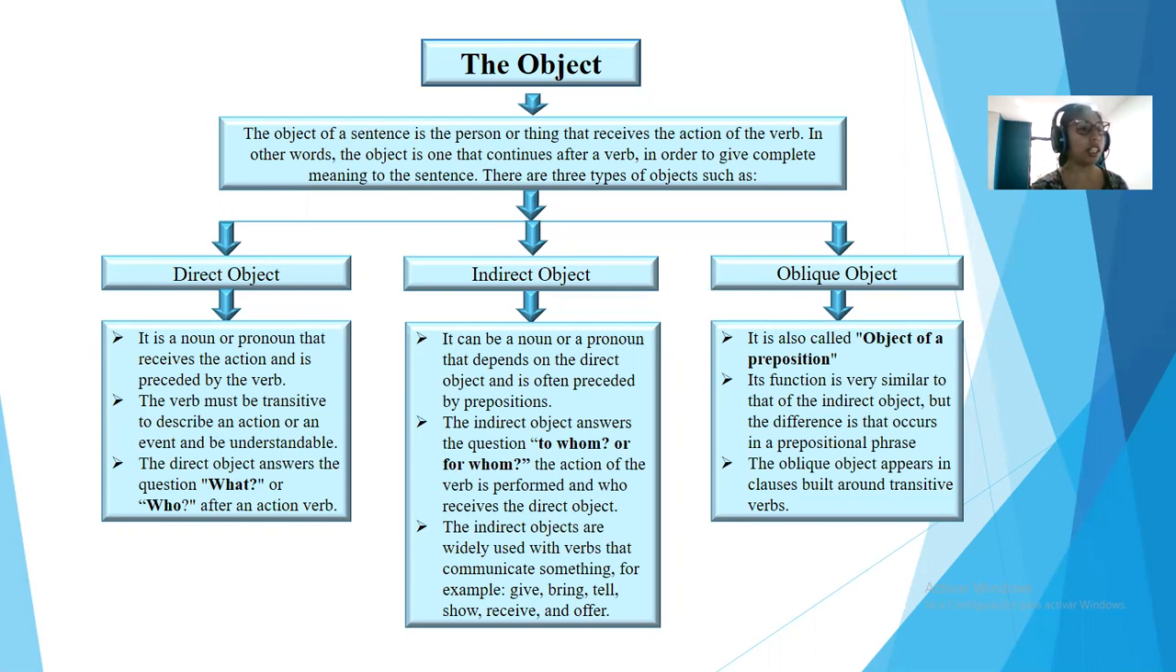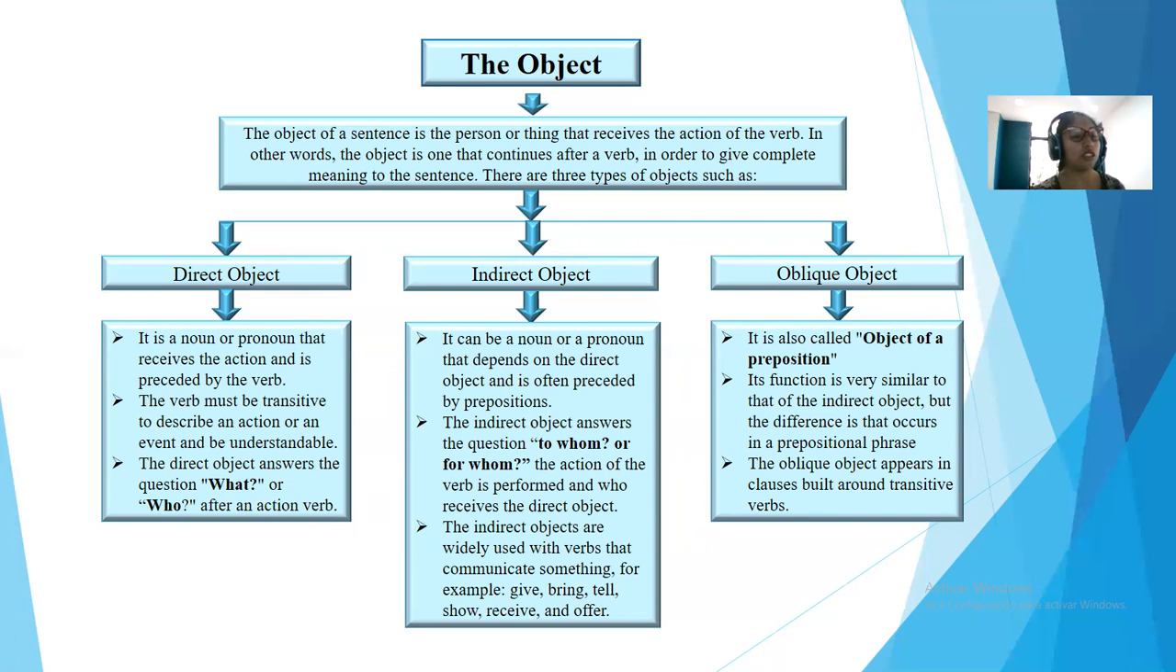Indirect object: it can be a noun or pronoun that depends on the direct object and is often preceded by prepositions. The indirect object answers the question to whom or for whom the action of the verb is performed, and who receives the direct object. The indirect objects are widely used with verbs that communicate something, for example, give, bring, tell, show, recite, and offer.